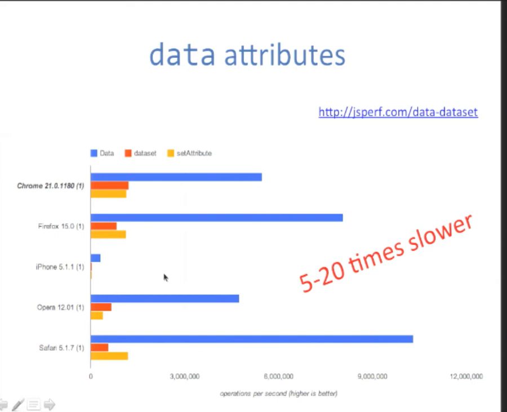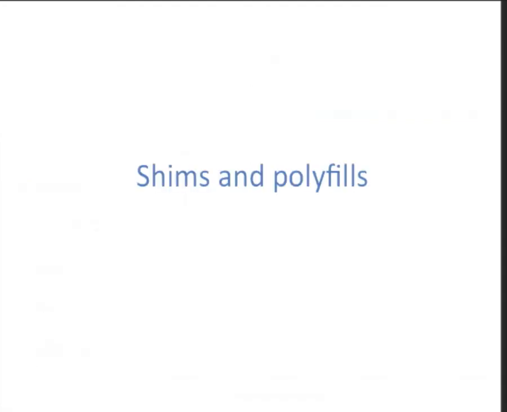Consistently across all browsers, do-it-yourself data storage is unfortunately so much faster. Hopefully things will improve, but for the time being, if you use data attributes a lot, you can consider a little utility like this.